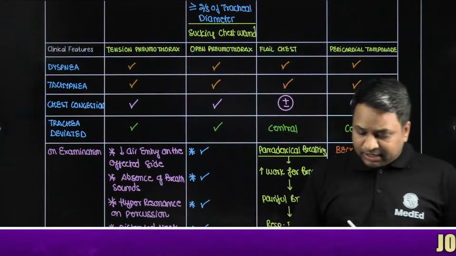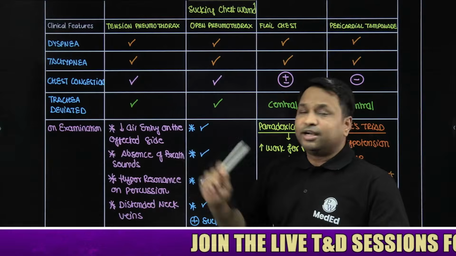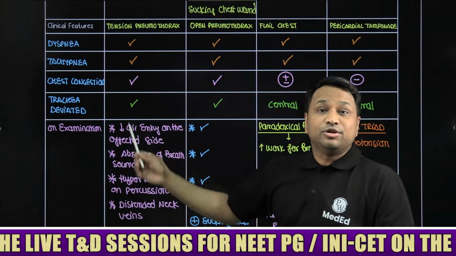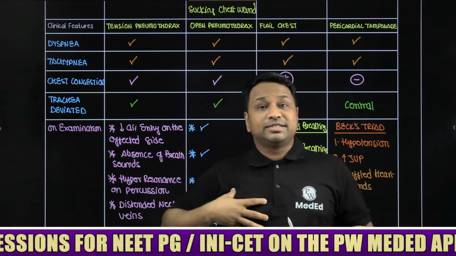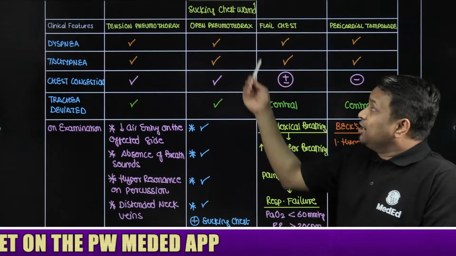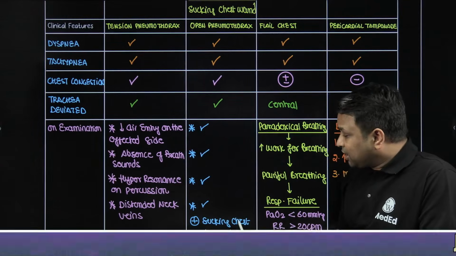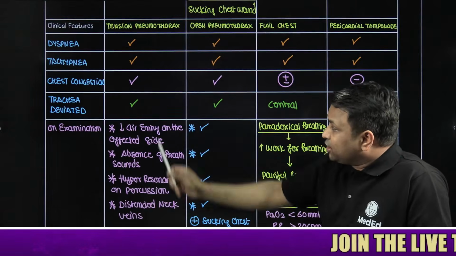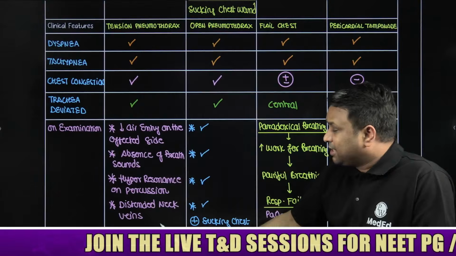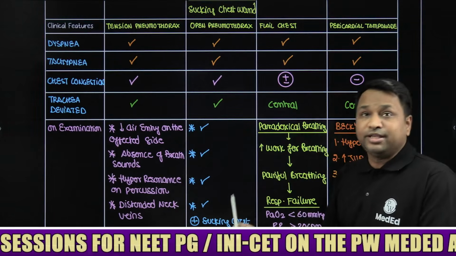Now, what are the clinical features? The features that you'll see are dyspnea, tachypnea, chest congestion, and tracheal deviation. In tension pneumothorax, you have all of them. The trachea is always deviated to the opposite side. Whichever side the tension pneumothorax is on, air fills up and the trachea is pushed to the opposite side. Same thing with open pneumothorax. What is the differentiating factor? In open pneumothorax, you will have the presence of a sucking chest wound, whereas in tension pneumothorax there is reduced air entry on the affected side, absence of breath sounds, hyperresonance, and distended neck veins, which will also be seen in open. So what is the difference? In open, you'll also see a sucking chest wound.